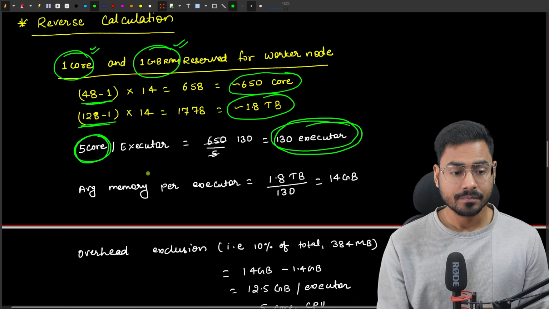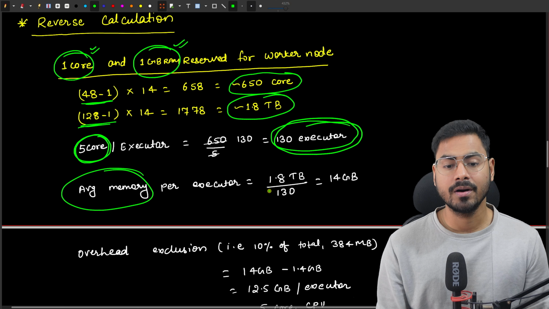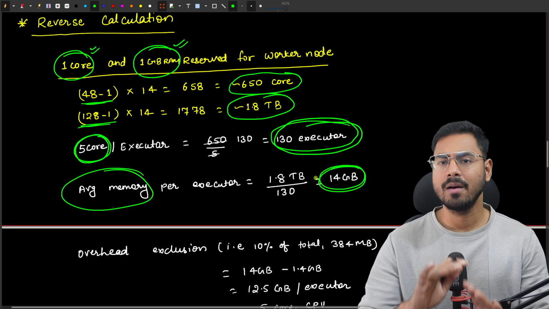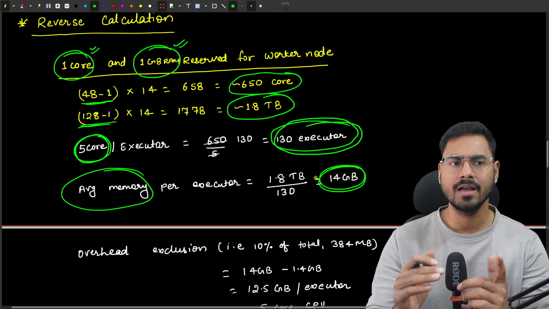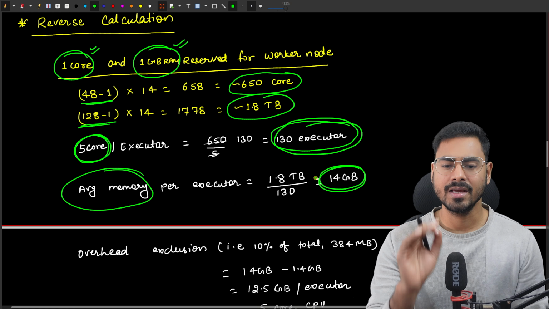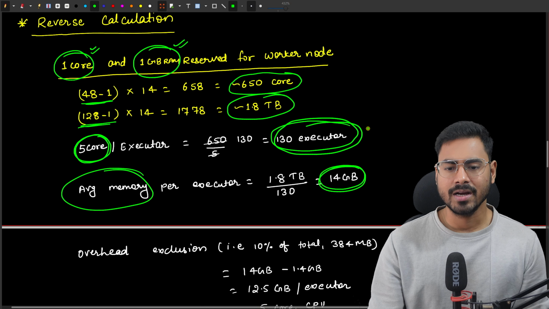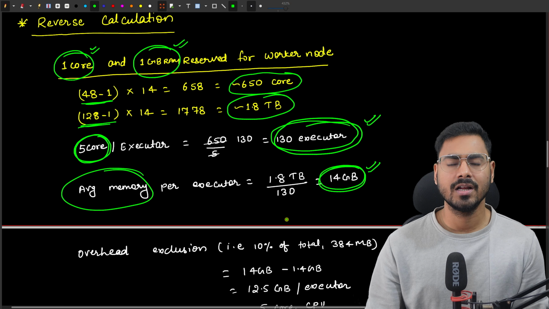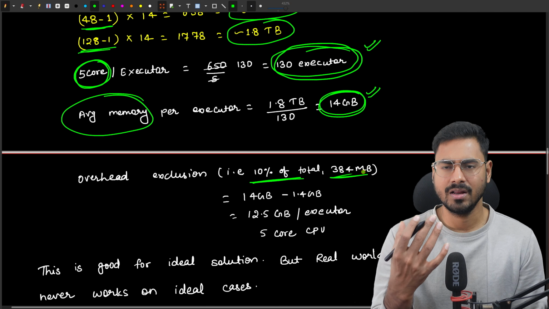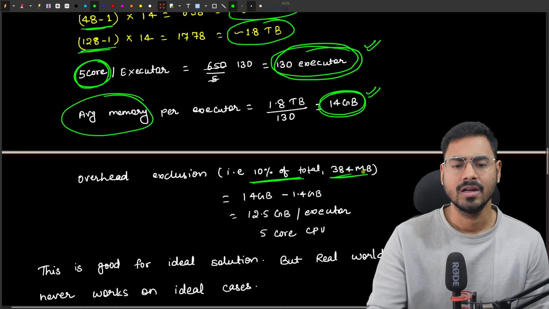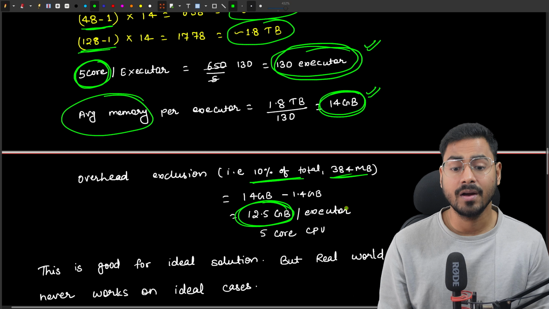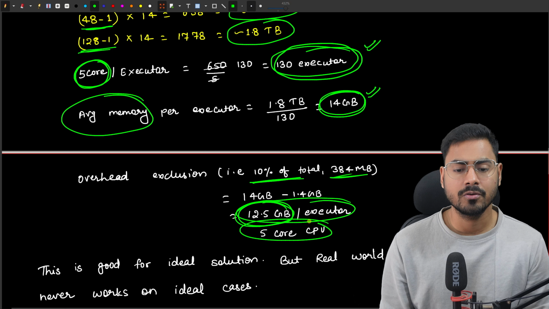Yeah, that is good. And the average memory required per executor will be 14 GB. So in an ideal world, if all the applications are running at the same speed, at the same volume, with the same transformation, everything the same, then you can create a maximum of 130 executors with each executor having 14 GB RAM. Of course, that won't be 14 GB, because 10% for off-heap or overhead memory will be gone, so it comes to almost 12.5 GB. So 12.5 GB per executor and 5 core CPU.